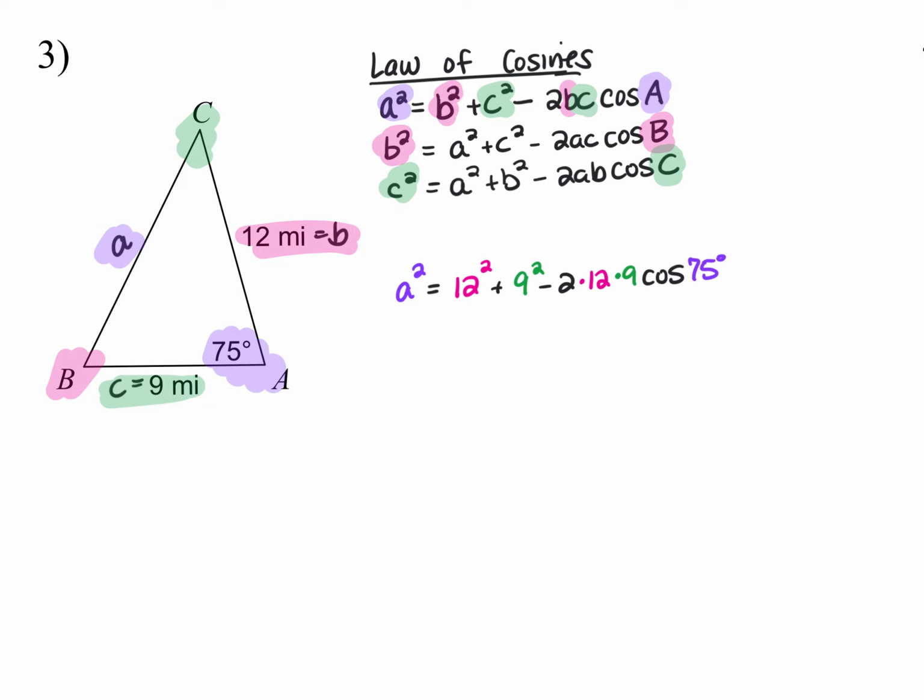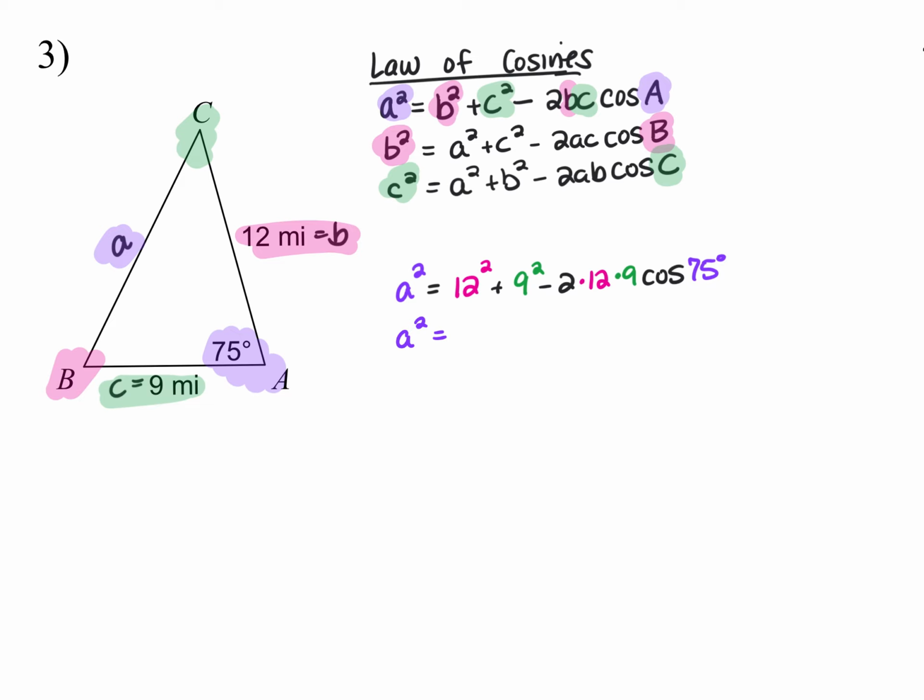Now, what you're going to notice is that we know everything on the right side of this equation, right? This is just one big, long calculation. So I can actually type that into my calculator, and I don't really have to worry about doing this in multiple steps. I can literally type this all in as one step: 12 squared plus 9 squared minus 2 times 12 times 9 times the cosine of 75, and I should be able to get a squared.